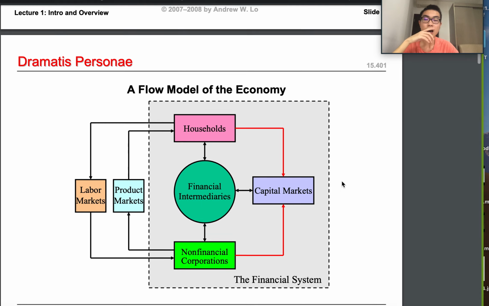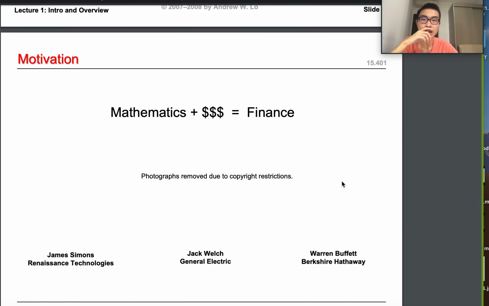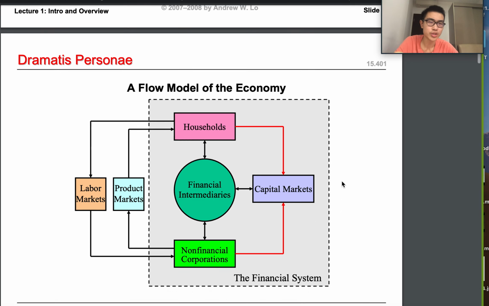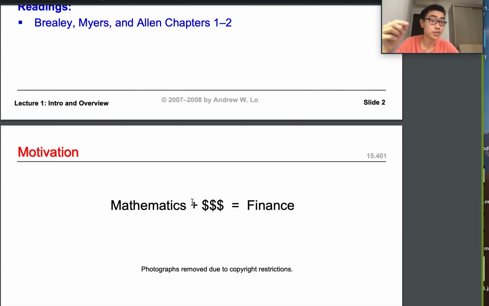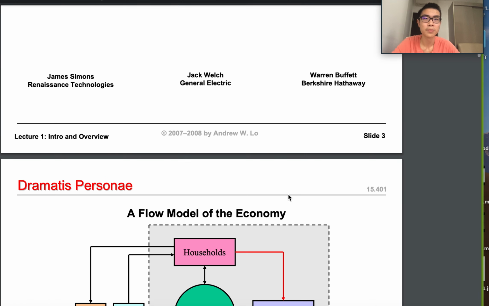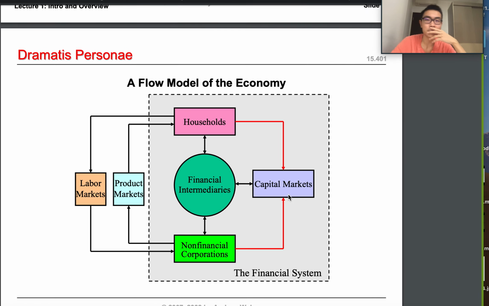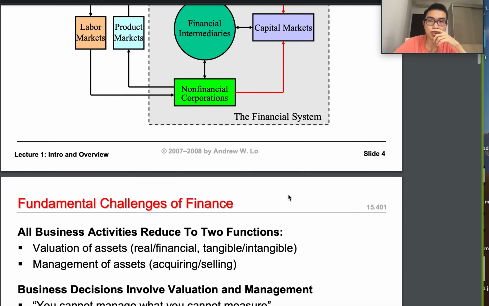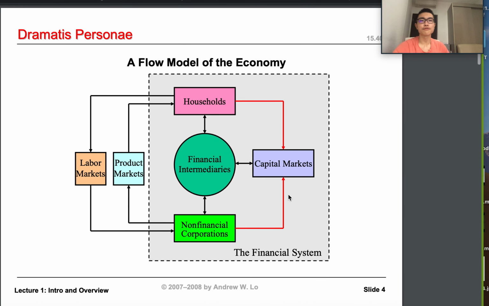Okay, so now we start with our dramatis personae. That was an introduction to this subject. However, mathematics plus money equals finance doesn't mean finance minus money equals mathematics. Even if it's true arithmetically, I don't really mean so. Okay, dramatis personae. I'm introducing you to the flow model of the economy. That is basically the intro to finance.